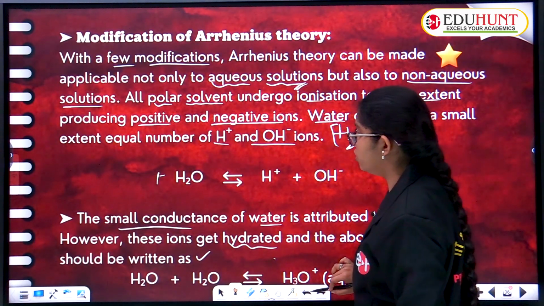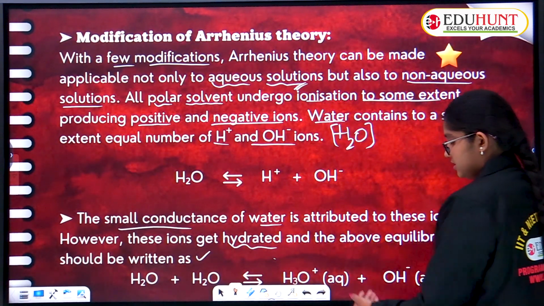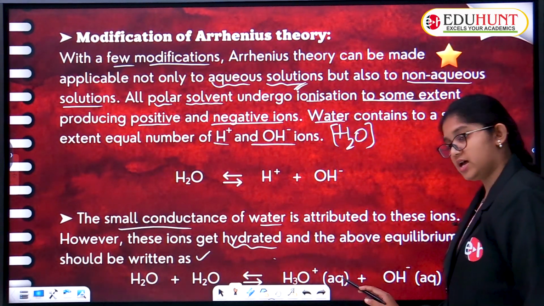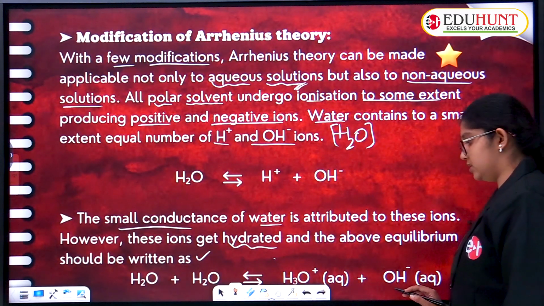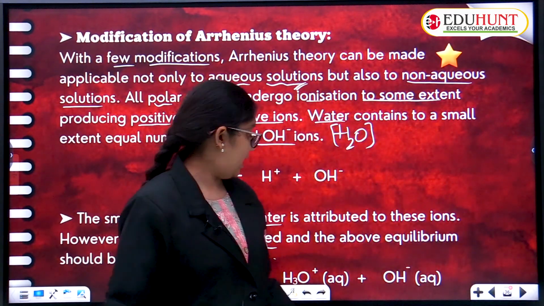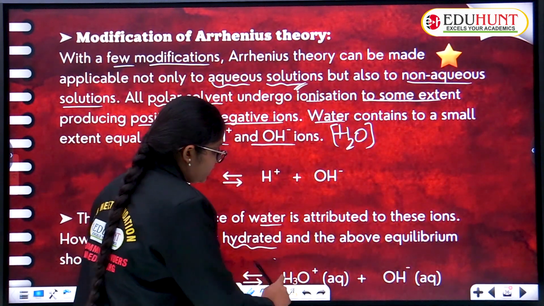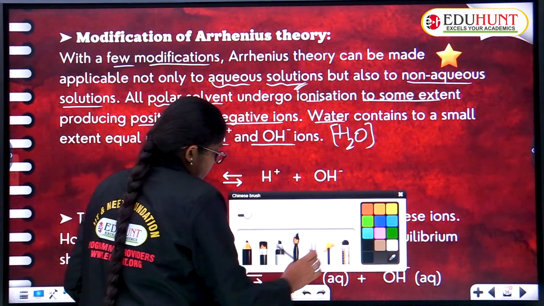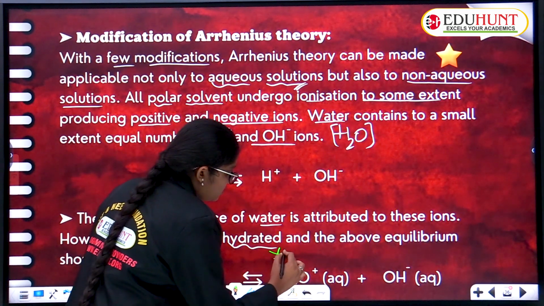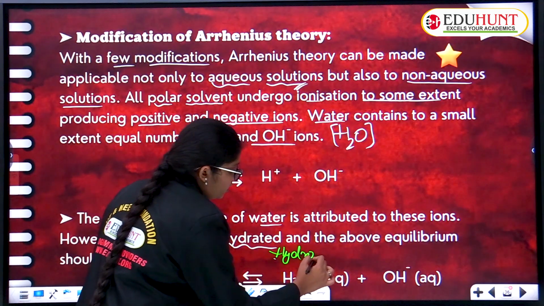So what we will do, we will represent it like this: H3O plus in aqueous solution, and OH minus in aqueous solution. Okay, I will write here the names of these. H3O plus is named as the hydronium ion. Which ion?